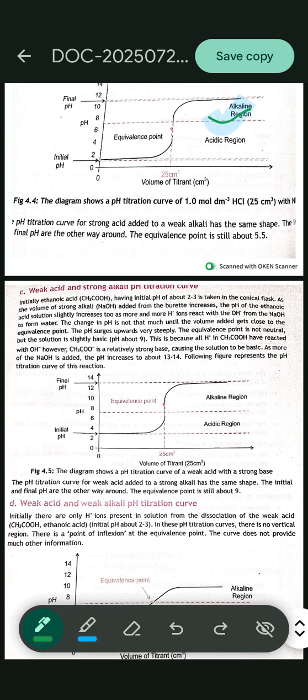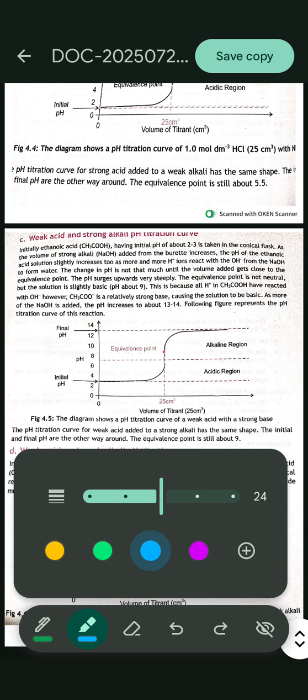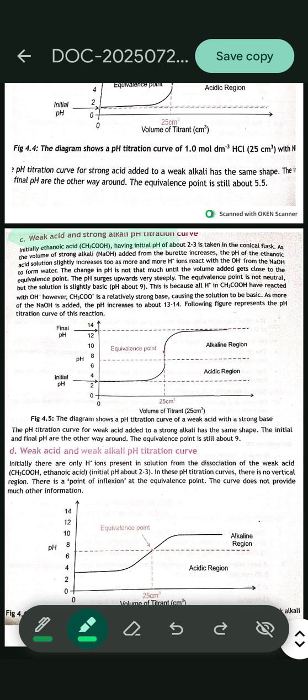Now we have the reaction between a weak acid and a strong alkali. So initially ethanoic acid, which is a weak acid having an initial pH of about 2 to 3, is taken in the conical flask. As the volume of the strong alkali added increases, the pH of the ethanoic acid solution slightly increases too, as more and more H+ ions react with hydroxyl. The change in the pH is not that much until the volume added gets close to the equivalence point. The pH surges upwards very steeply.